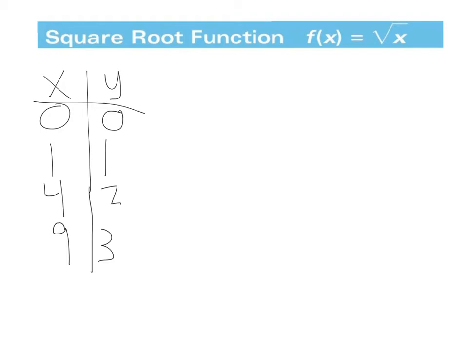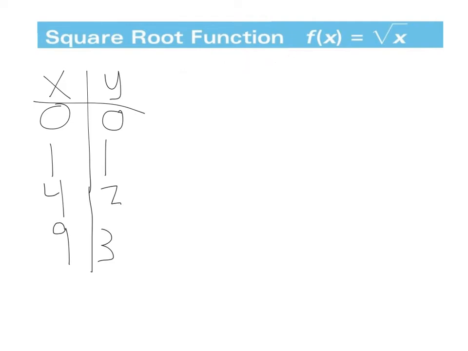You notice we didn't include any negative numbers, because if you plug in a negative number into the square root, you get an imaginary number out. Like if you were to plug in, say, negative 4 rather, the square root of negative 4 would just be 2i. So that's why we didn't include the negative numbers in our table.